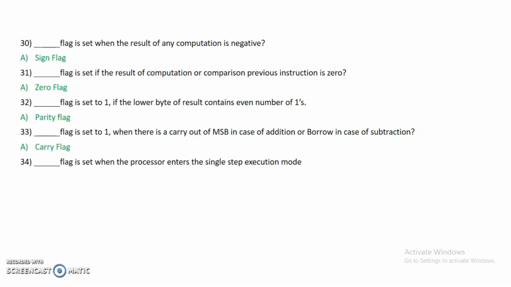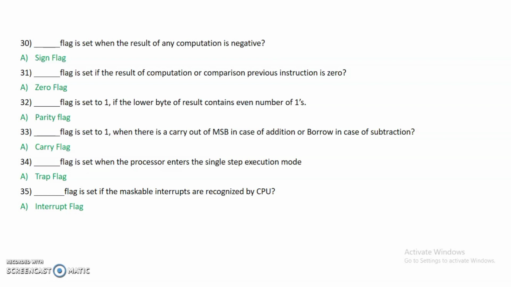Bit number 34. Dash flag is set when the processor enters the single step execution mode. So the answer will be trap flag. So the information of all these flags is very important. So don't get confused and try to remember all the points. Bit number 35. Dash flag is set if the maskable interrupts are recognizable by CPU. The answer will be interrupt flag.